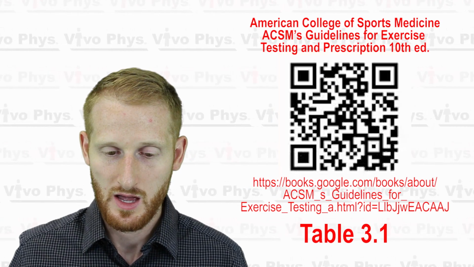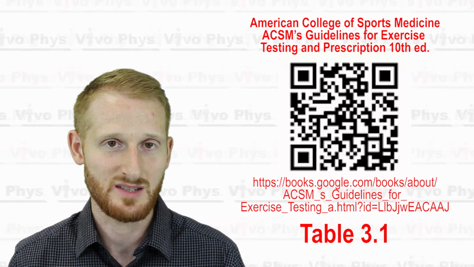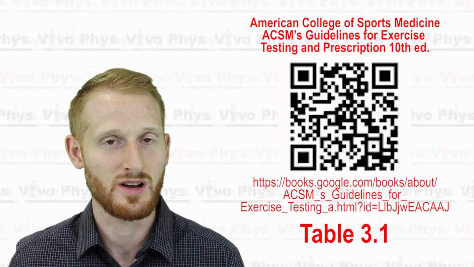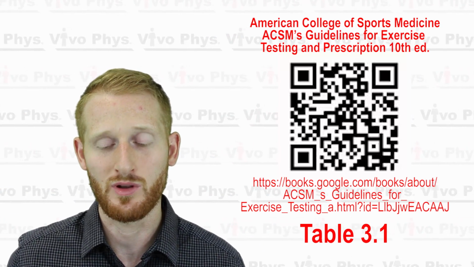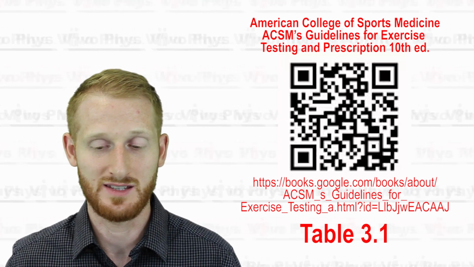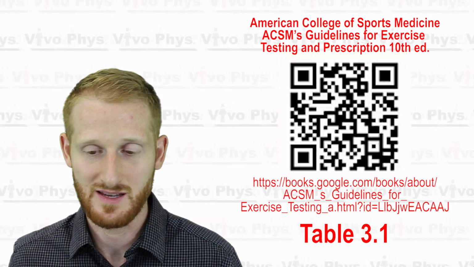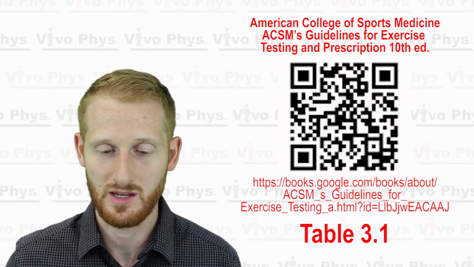All right, so this is another slide where you're going to want to pull up your textbook, because there's a table here that I'm going to be looking at, and you're going to want to open it to that table. We're talking about table 3.1, and again, the exercise testing guidelines book from the ACSM. Here is that QR code, again, if you're trying to figure out what book I'm talking about.